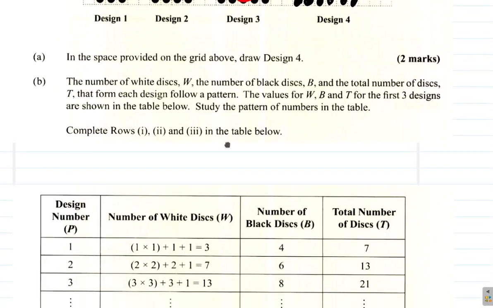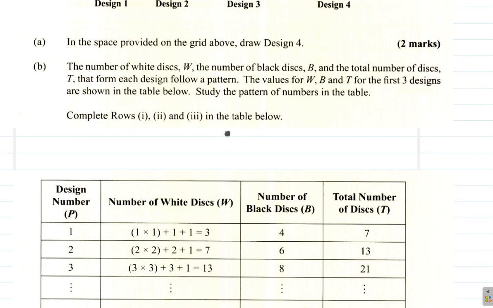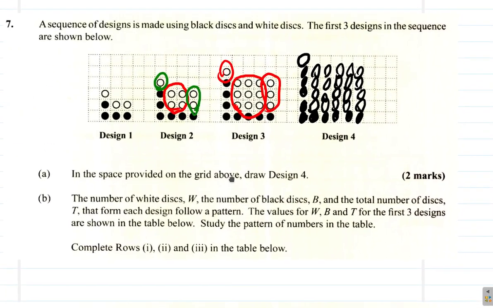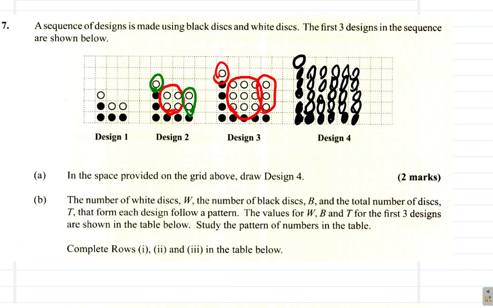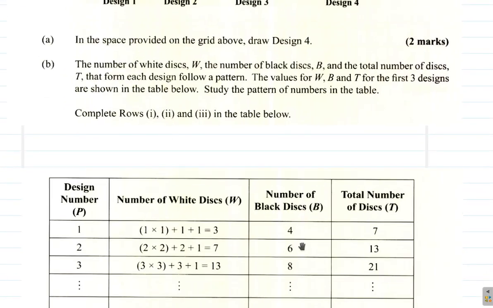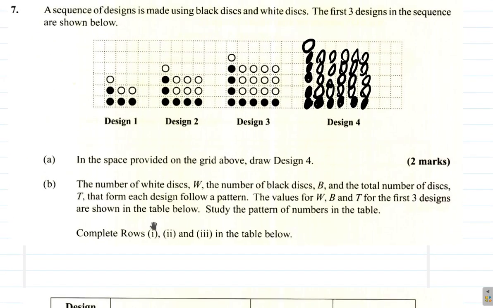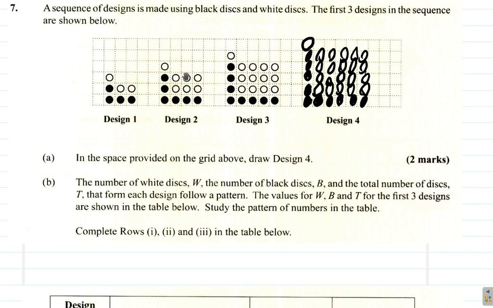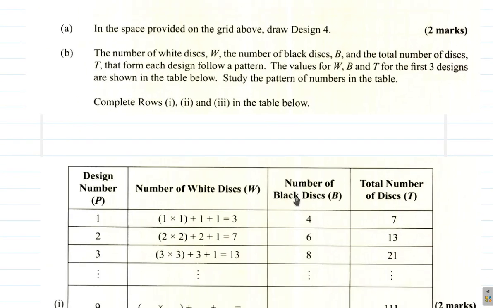Then here we have the number of black discs. Let's see the number of black discs. It's going to be 4. You have 4 here. Then 6. So you have 6, 1, 2, 3, 4, 5, 6. And you have 1, 2, 3, 4, 5, 6, 7, 8. 8.